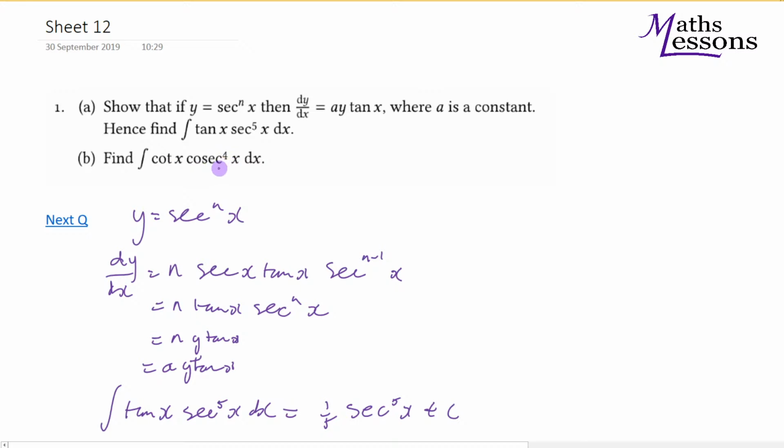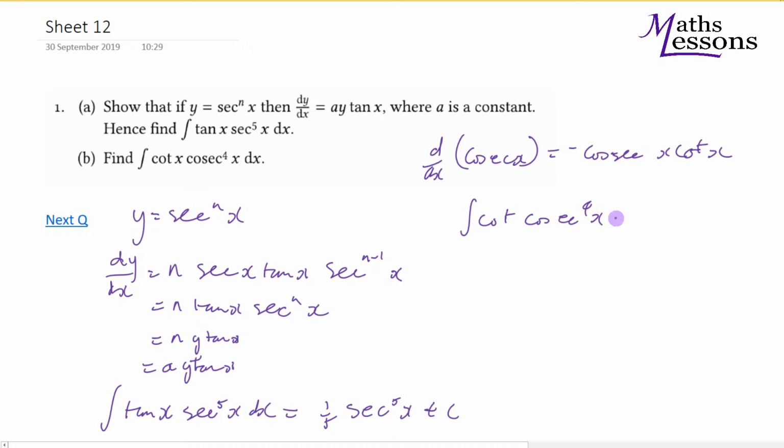Now if we want to integrate cot x cosec to the 4x, then we need to remember that the derivative of cosec x is equal to minus cosec x cot x. So if we know that it's come from minus cosec x cot x, then we can see that the integral of cot x cosec 4x dx is going to be very, very similar to this question here.